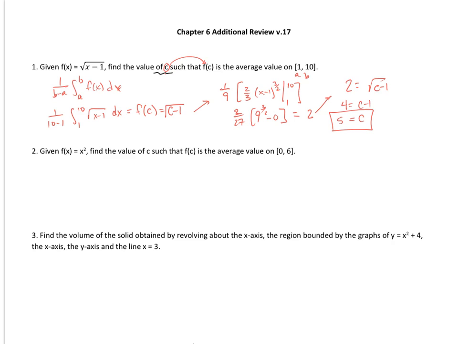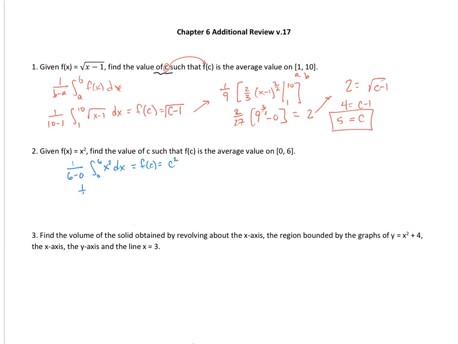Okay, for number 2, this is very similar. Given f of x equals x squared, find the value c such that f of c is the average value on 0 to 6. So, similar problem. We end up with 1 over 6 minus 0 times the integral from 0 to 6, and this time I have x squared dx. This has to equal my f of c, which in this case will be c squared. So we go through and solve this.